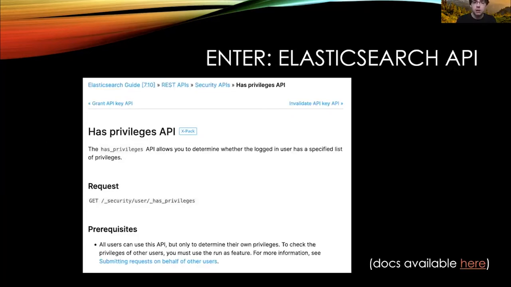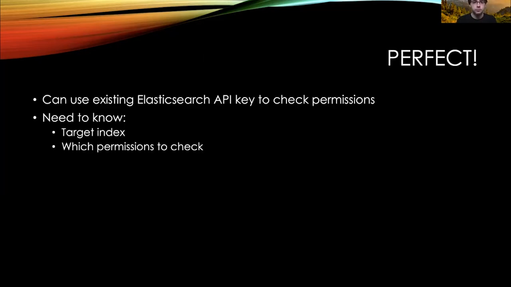So I found this very helpful endpoint in the Elasticsearch API, this nice has privileges API. What the has privileges API allows you to do is check the given permissions associated with the user on a specific index. And it's very handy. You have to be a superuser to check any user, but anyone that has authentication into Elasticsearch can check what their own permissions are. So this is fantastic. I have an easy way to enumerate the permissions using a pre-built API endpoint.